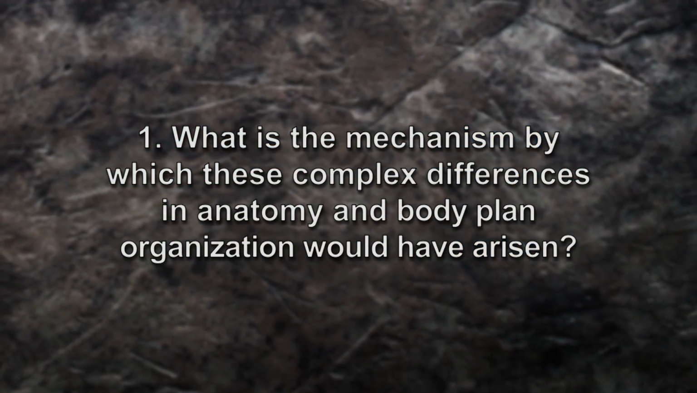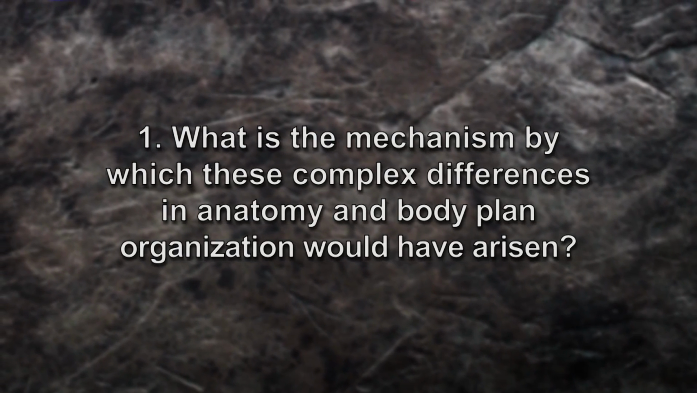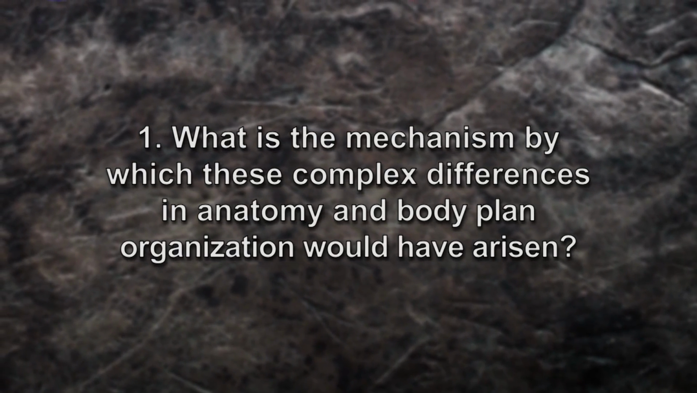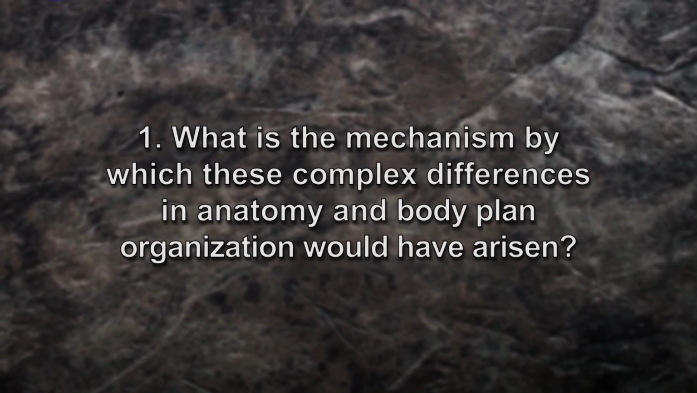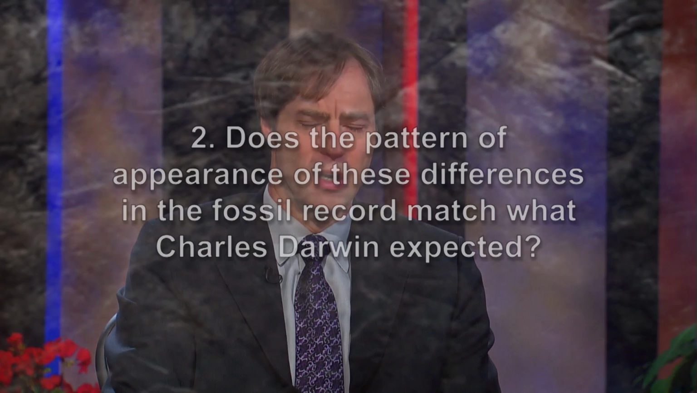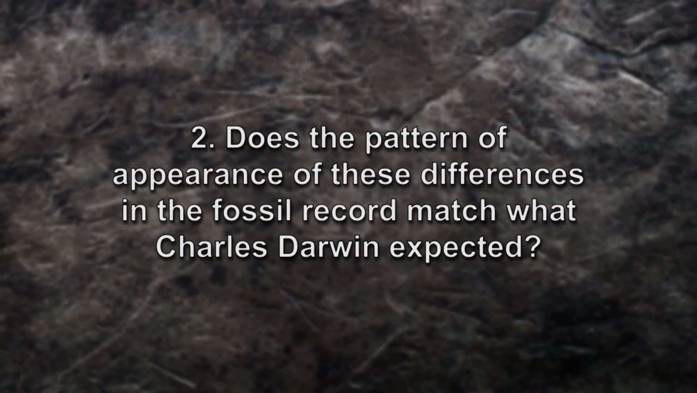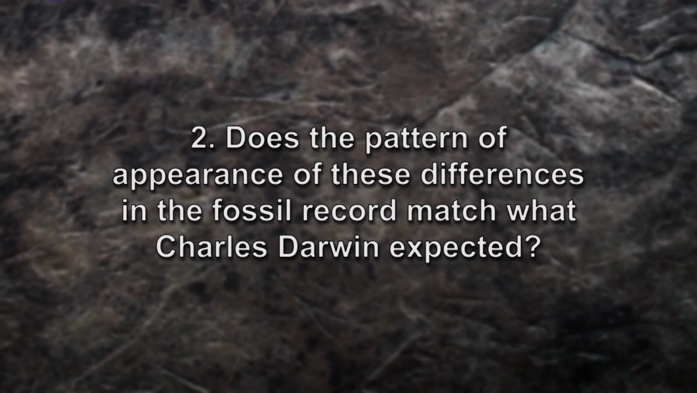Well, there's really two issues. There's what is the mechanism or cause by which these complex differences in anatomy and body plan organization would have arisen? And can natural selection and random mutations generate the different kinds of information necessary to build those animals? And then secondly, does the pattern of appearance of these differences in the fossil record match what Charles Darwin expected?